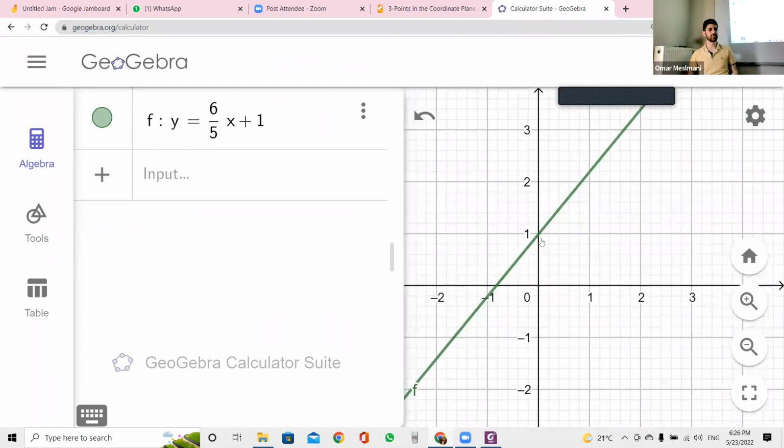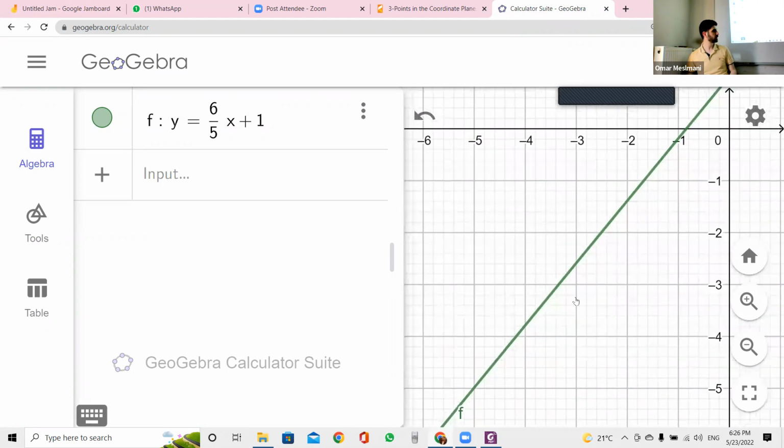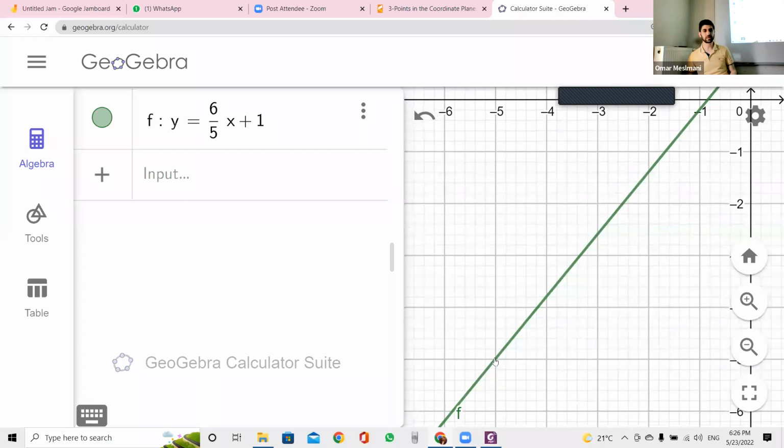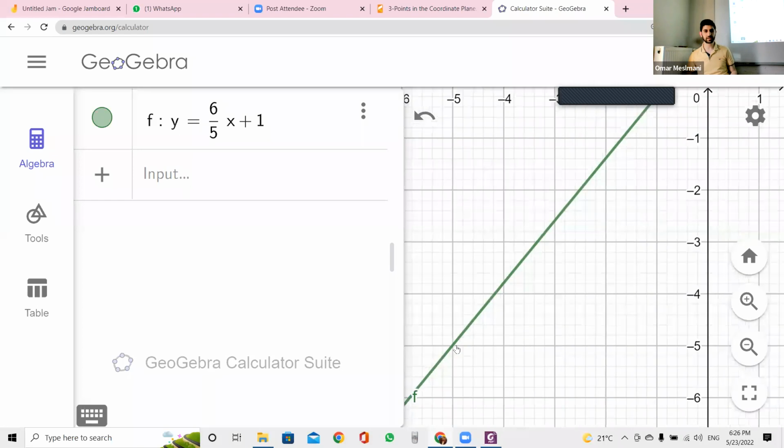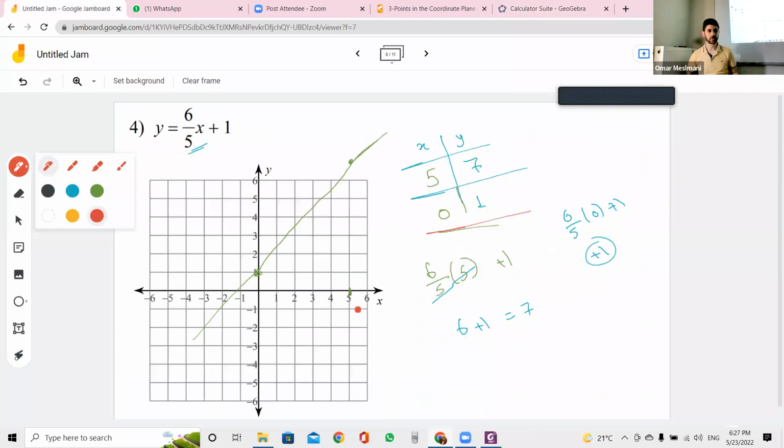Now I have many points as we did. This is the point 0 and 1. For example, I need a good point. What about this point here? It is -5 on x and -5 on y, I guess. So any point I can do. So what do you think if I have 1,000 here? Let's try to substitute. So I have 6 over 5 times 1,000 plus 1. All right.